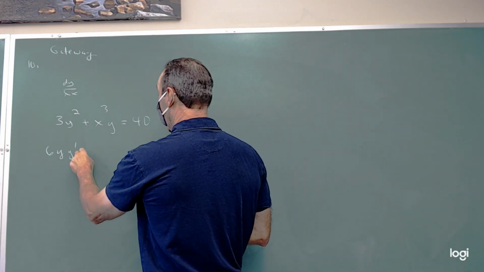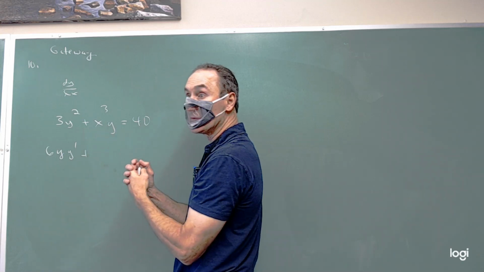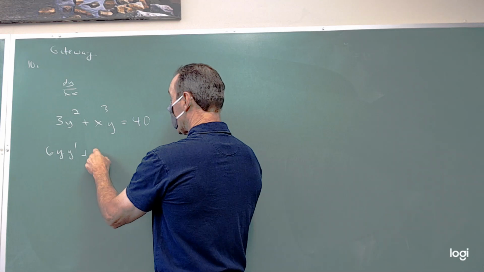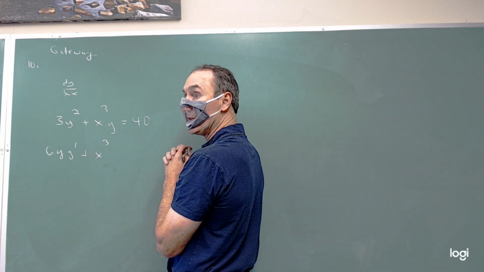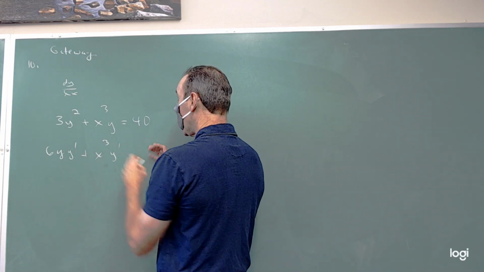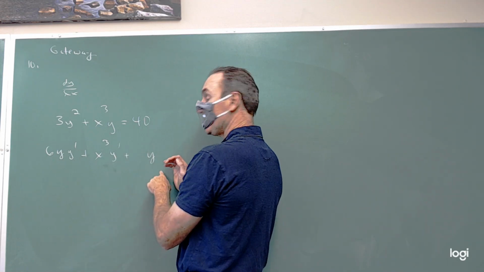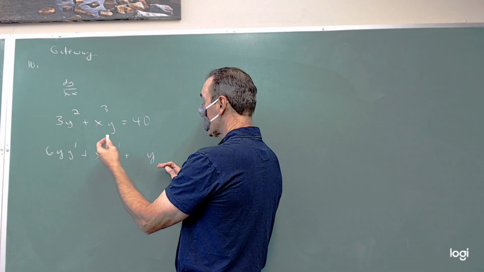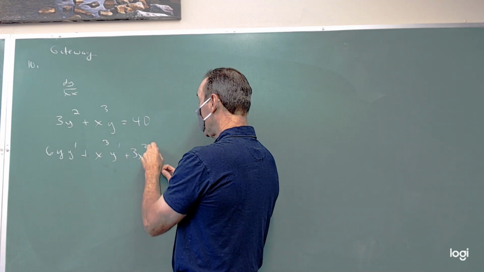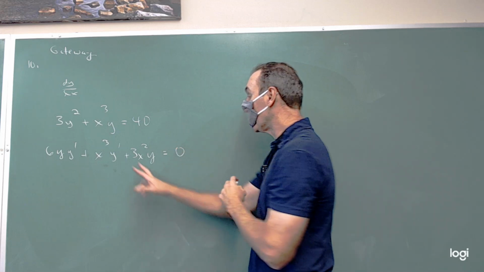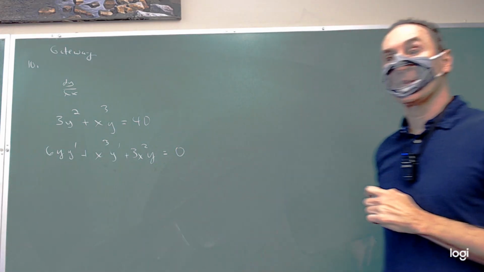Now, the x cubed y is a product rule derivative because you've got an x cubed times a y. So that's going to be the first, x cubed, times the derivative of y, which we'll call y prime, plus the second, y, times the derivative of x to the third, which is going to be 3x squared, and then the derivative of 40 is going to be 0. So 3x squared y, you okay with that?